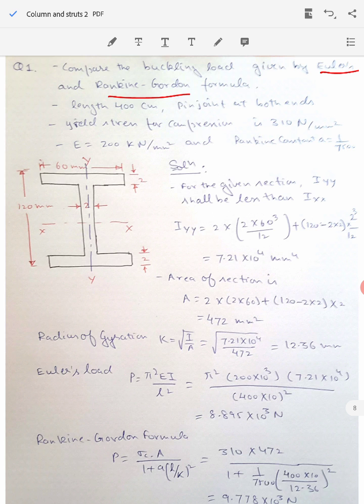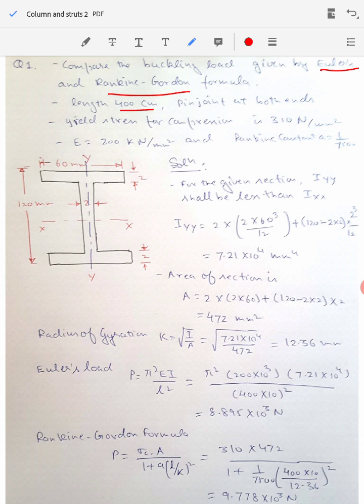The length of the column is given to us as 400 centimeter, and it is pin jointed. The end conditions are given as pin jointed at both the ends, so it is a hinged end. The yield stress for compression is given to us as 310, so that is the sigma C value, 310 Newton per millimeter square. Young's modulus is also given as 200 kN per millimeter square, and the Rankine's constant small a is given as 1 by 7500. So we need to calculate first the Euler's load and then the Rankine-Gordon load using the formulas.